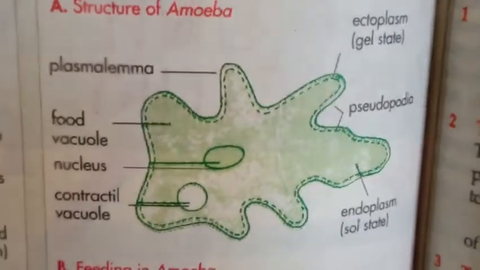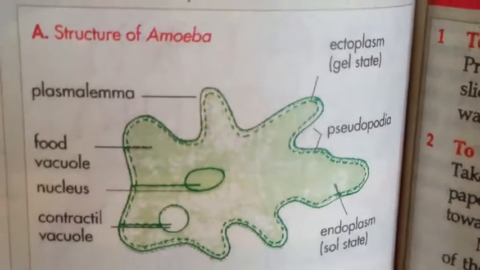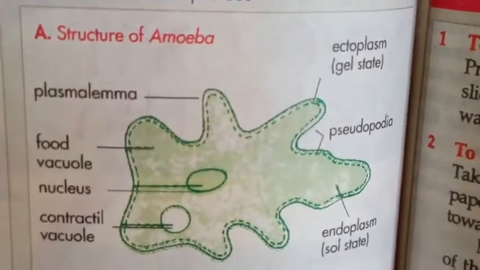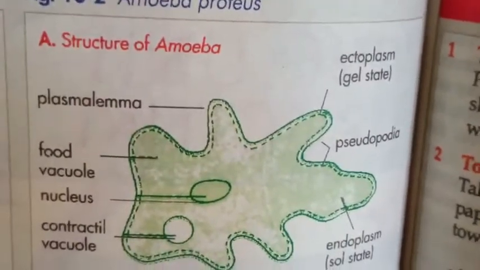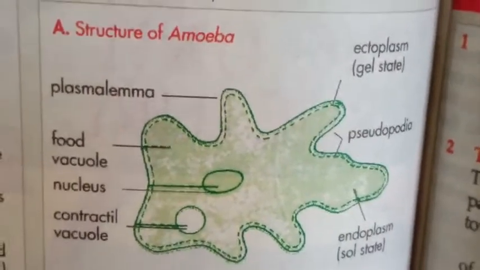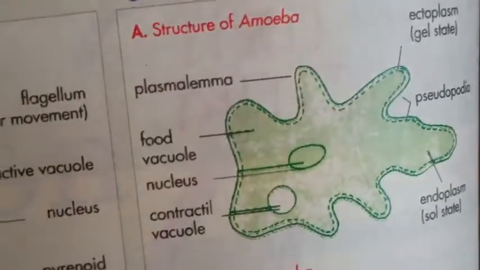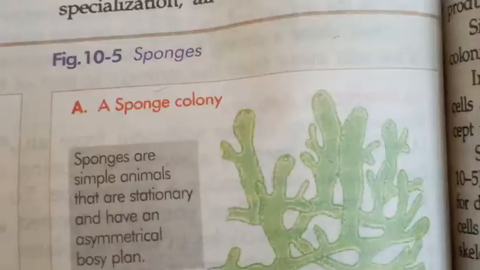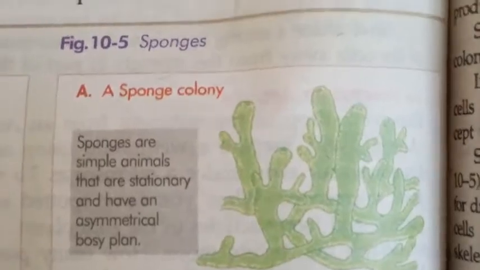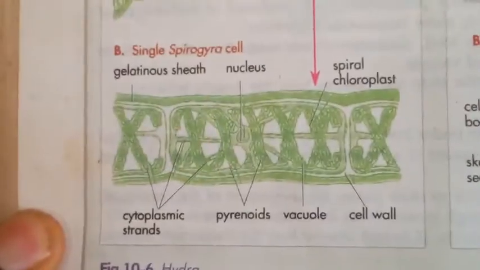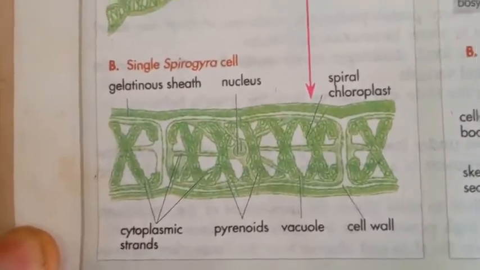Okay, let us look at the structures now. This is an example of the structure of the first form in which cells exist, which is single and free living. This example of structure is called amoeba. This is how amoeba looks. And this is a sponge colony. This is how it looks. And this is an example of a filament, which is Spirogyra. This is how it looks.